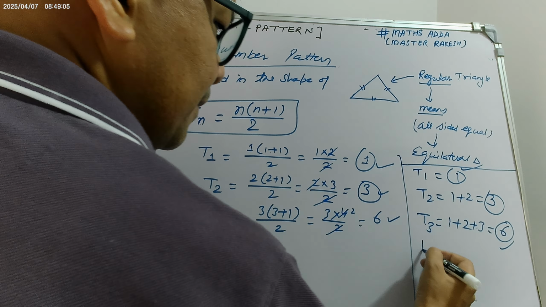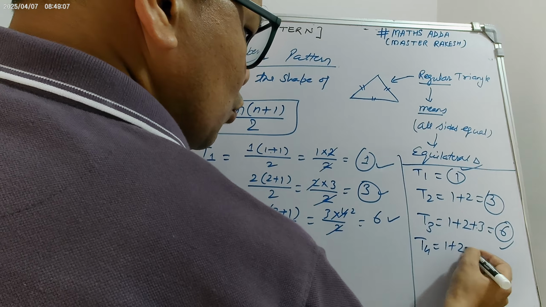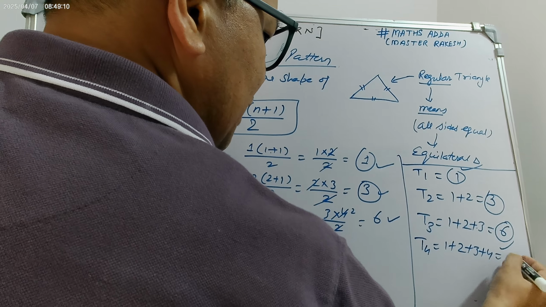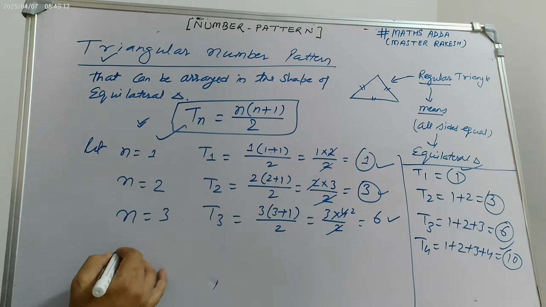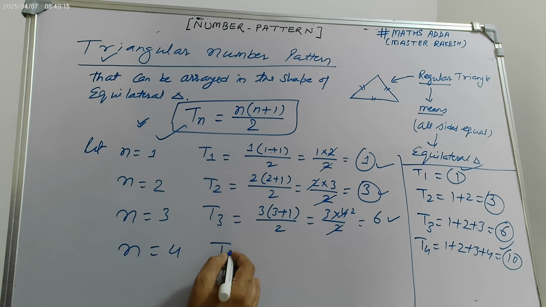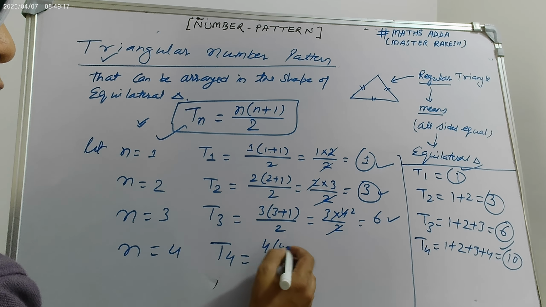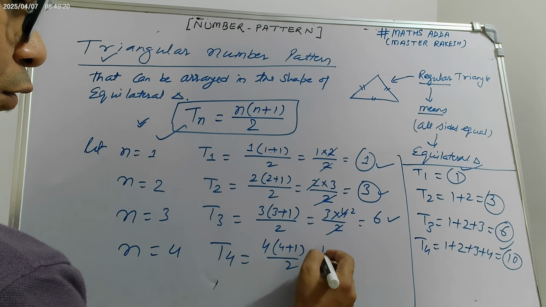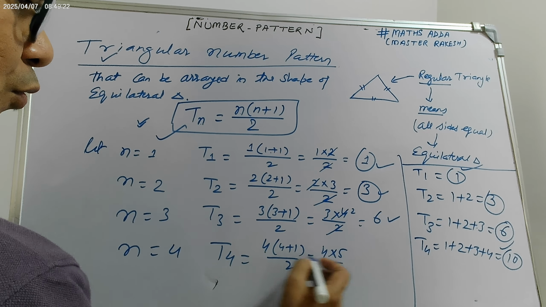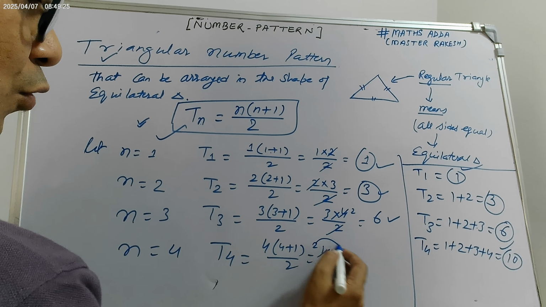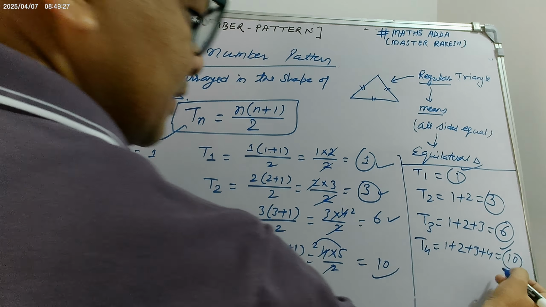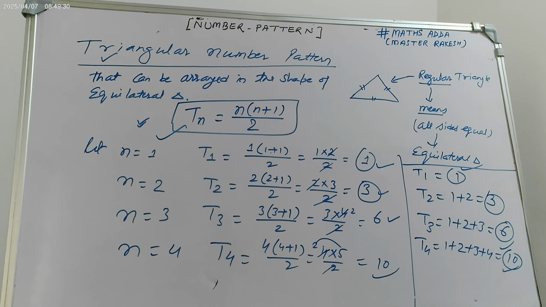T4 equals 1 plus 2 plus 3 plus 4, which is 10. By the formula, T4 equals 4 into 4 plus 1 upon 2, which is 4 into 5 upon 2, 2 fours are 8, 2 fives are 10. Same, 10. T4 is 10. So this is the way of getting triangular numbers. The triangular numbers become 1, 3, 6, 10, 15.